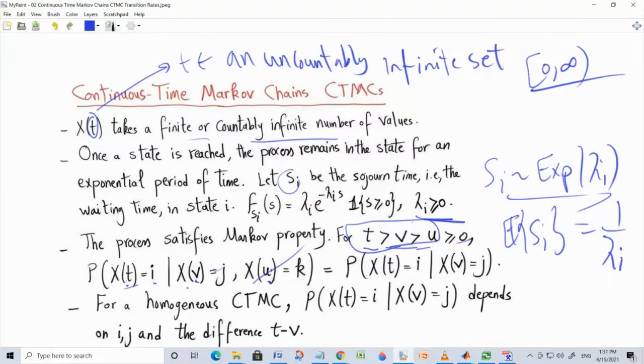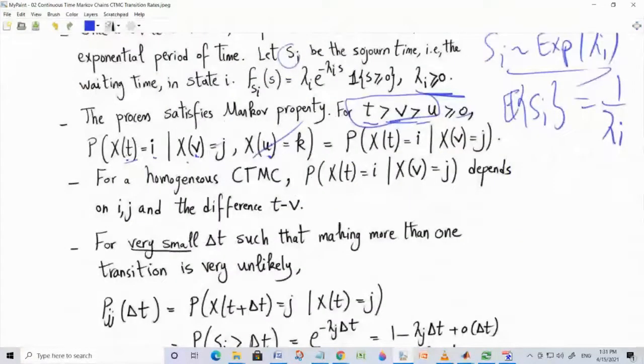Basically, it's a state that, once you enter into it, you are stuck there forever. The way of doing this is, you do not want to change anything. So you say, I will assume as if those states have an exponential random variable with parameter lambda equal to 0. As in the discrete case, our focus will be homogeneous continuous time Markov chains.